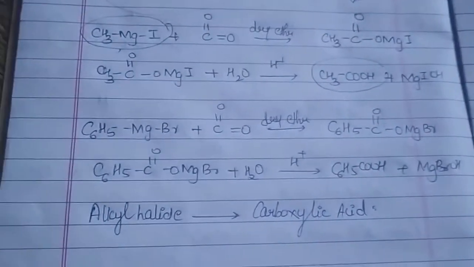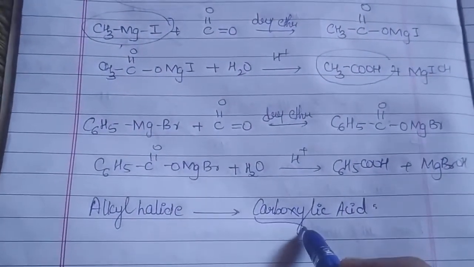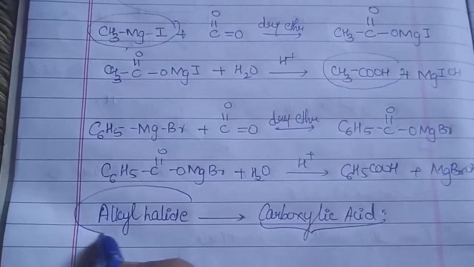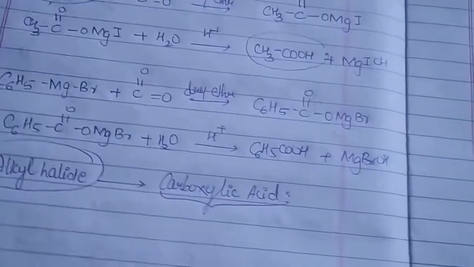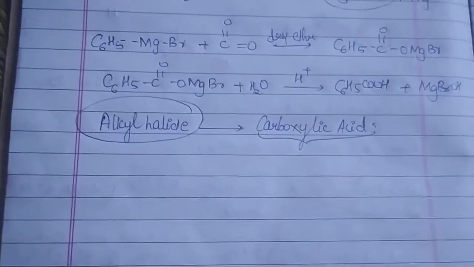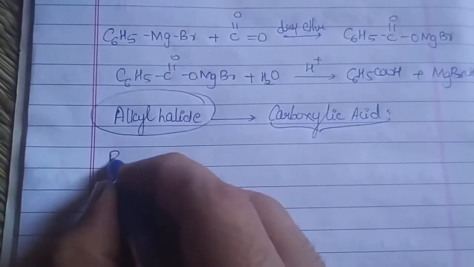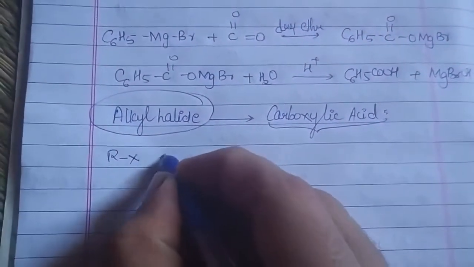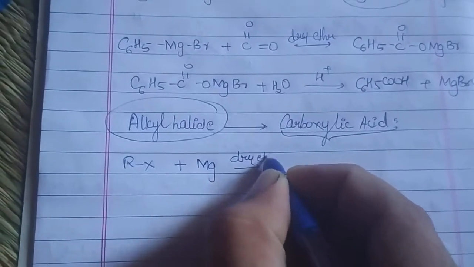By utilizing the same concept, I am asking you a question. How can you prepare carboxylic acid using an alkyl halide? Yes, of course we know from the haloalkanes and haloarenes chapter. What was that? Grignard reagents can be prepared from an alkyl halide. For example, RX in the presence of magnesium metal in dry ether gives you what?